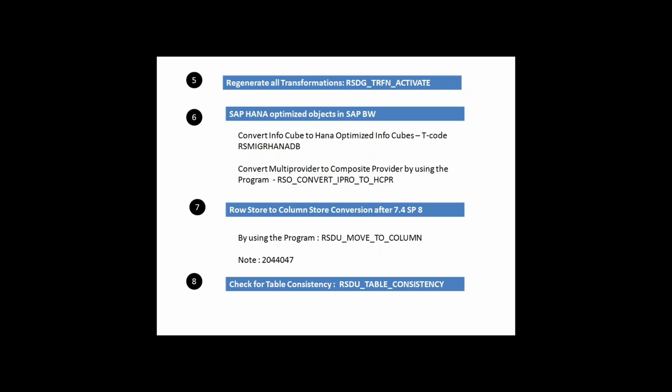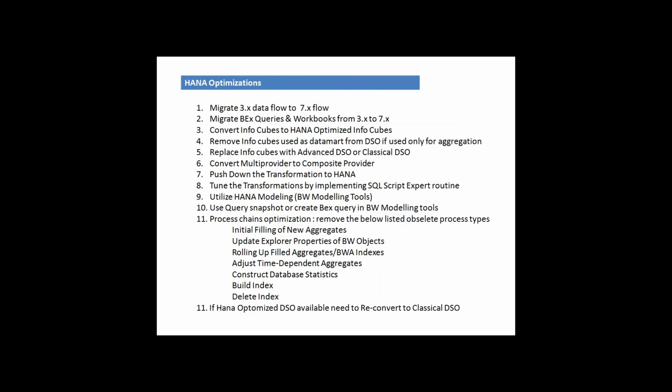That is part of the testing you do, and a lot of optimizations you carry out, like migrating 3.x data flow to 7, migrating BEX queries or workbooks from 3.x. How do you migrate a BEX query to 7? You just open the BEX query in 7 query designer, then save it, and it gets migrated. And how to migrate a workbook? You open the 3.x workbook in 7, and from the migration cockpit, you have a button which can migrate it automatically.